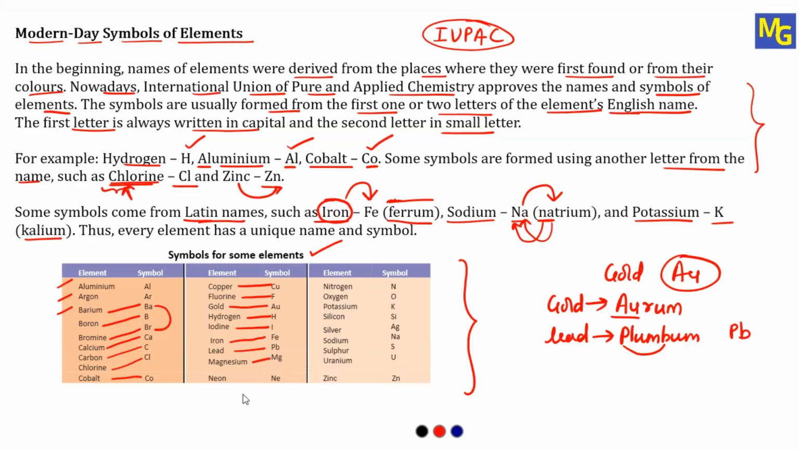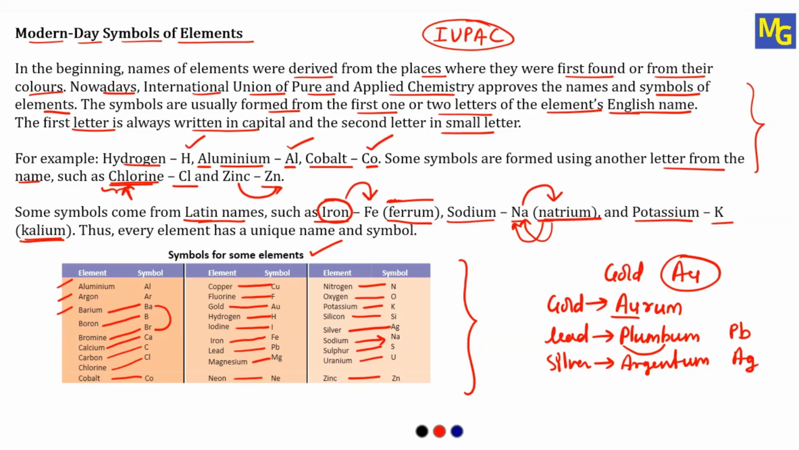Then the next one is magnesium Mg, neon is Ne, nitrogen N, oxygen O, potassium K, just now I told you from kalium, potassium K, silicon Si, silver is Ag. The English name is silver, but this Ag is taken from the Latin name, that is argentum. I'll write it here. From argentum we have used Ag and this is for silver. Now the next is sodium, that is Na, it is from natrium. Then sulfur is S, uranium is U, and zinc is Zn. So these are some of the symbols given in the NCERT book.